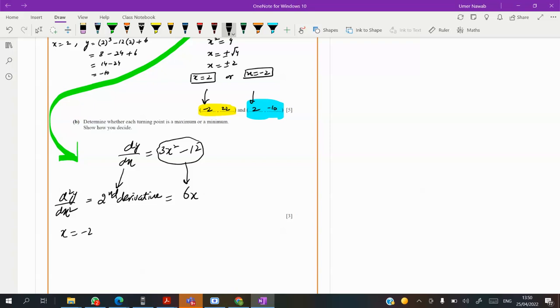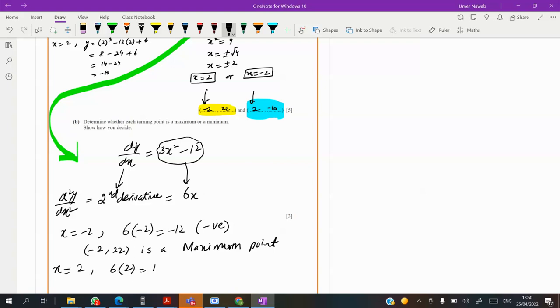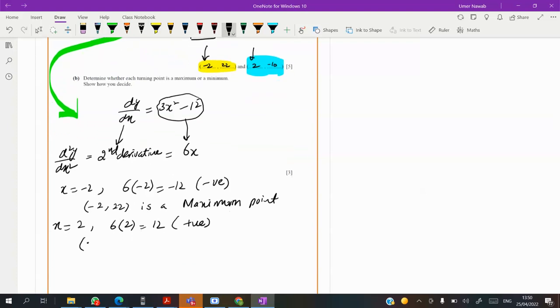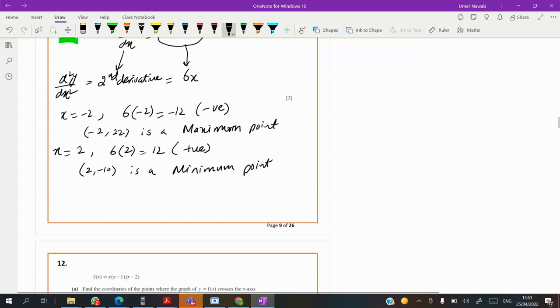Now substitute the x coordinates one by one. So when x is equal to minus 2, your 6 times minus 2 is minus 12. Just see the sign of the second derivative answer. It's negative, so it is a maximum point. Minus 2, 22 is a maximum point, and x is equal to 2. When you substitute into the second derivative, it gives you 12, which is a positive number. So I say 2, negative 10 is a minimum point.